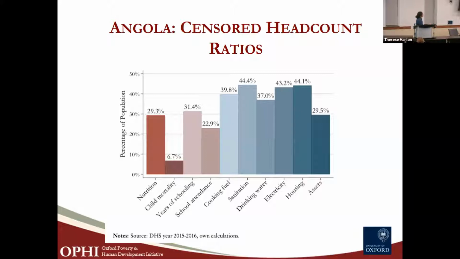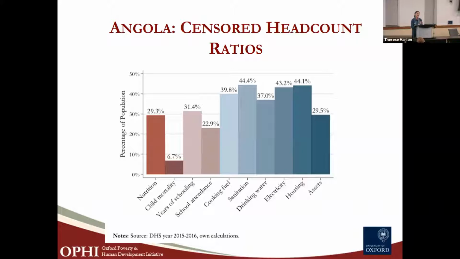And it's startling to some of us how high electricity deprivations are in Angola, a wealthy country in some economic terms, but still quite deprived. And nearly 30% of people live with somebody who's malnourished, and 31% have nobody in the household with 6 years of schooling. So this is a little bit about the detail that you see when you pull it apart at the national level.